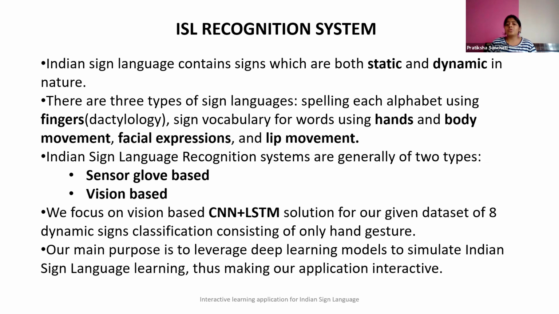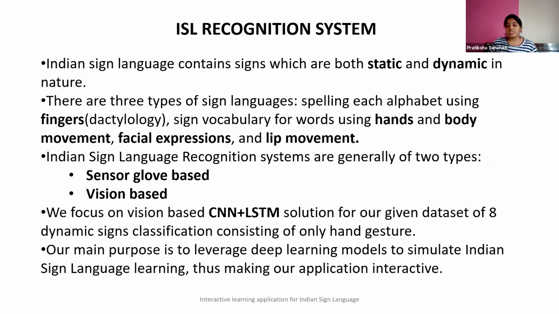Furthermore, the signs can be classified as spelling each alphabet using fingers, like this is A or this is two. For these we use only fingers. Or the vocabulary that uses hand or body movement, facial expressions, and lip movement. So these all are types of sign languages.